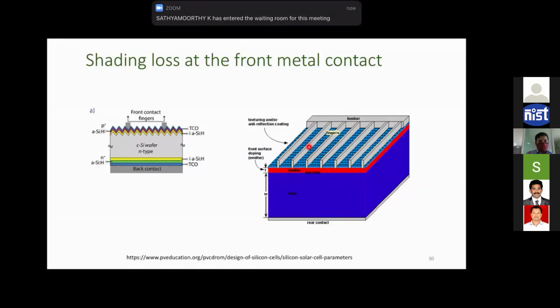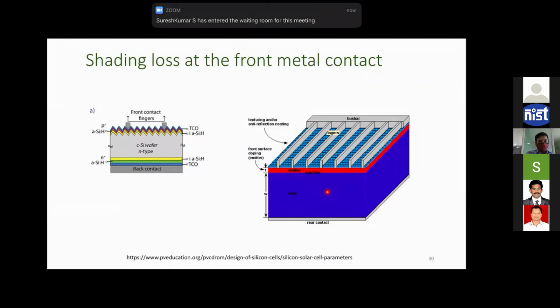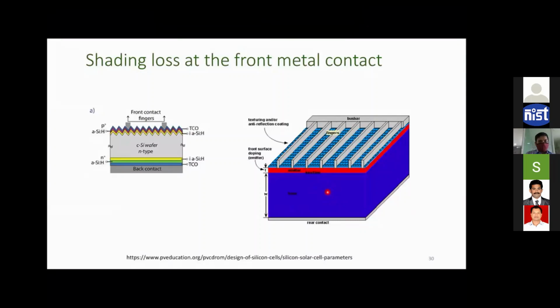Why? Because the metals are known to be a very good reflector of sunlight. If the density of such fingers is high at the front side, it is invariably going to reflect most of the light away from your solar cell. So the amount of light available for this absorber layer to absorb becomes less, right? So what is the way out?